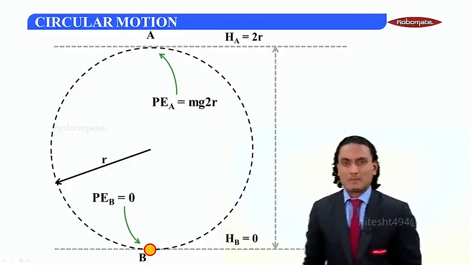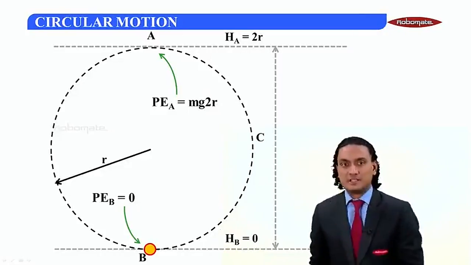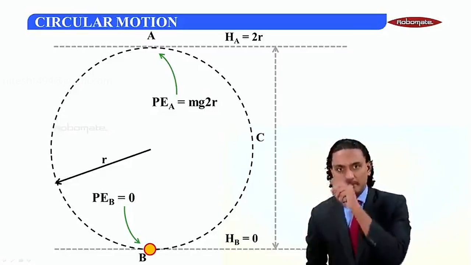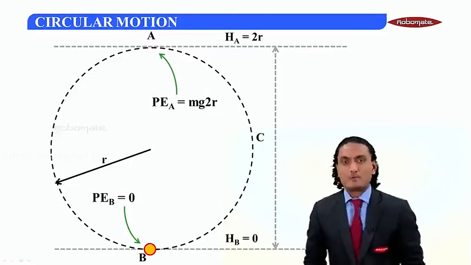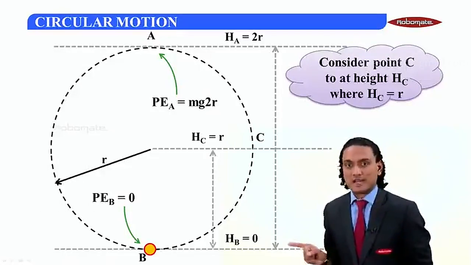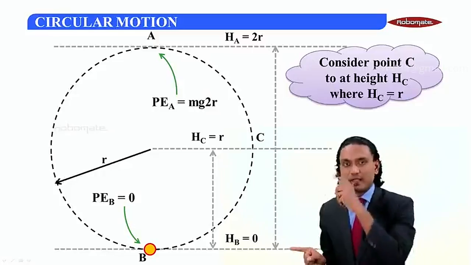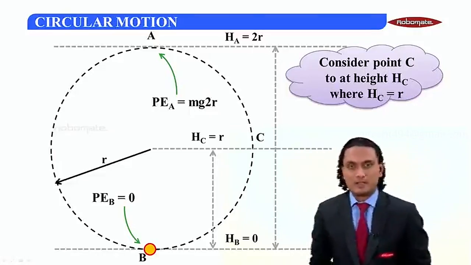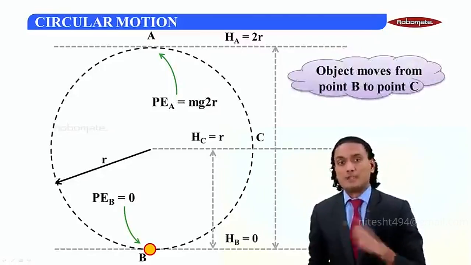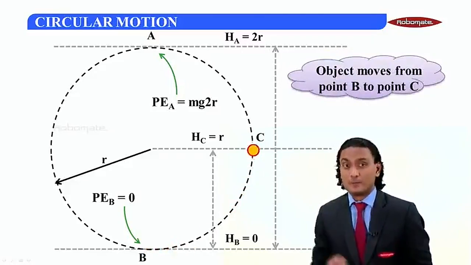Fine. Now let me consider one more point, point C. Point C is midway between A and B. It is in the midway. And point C is at a height of r from the reference point B. Point C is at a height of r from the reference point B. Now, let us say the object is moving from point B to point C. It's moving from B to C.